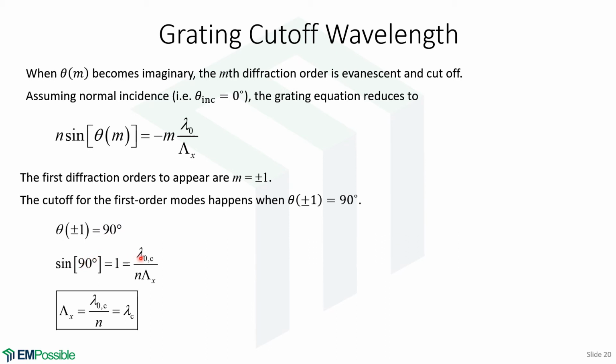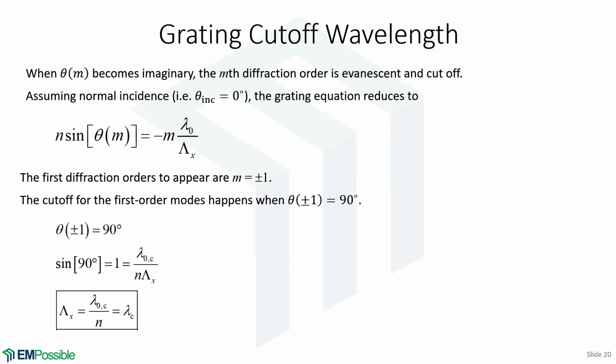We set m equal to 1 because those are the diffraction orders we're interested in. And our free space wavelength is now the cutoff free space wavelength. But we have simplified our grating equation. Of course, sine of 90 is 1, so that's 1 equals our cutoff wavelength divided by refractive index and divided by the grating period. We can solve this for grating period, and we see that the grating period is the cutoff free space wavelength divided by refractive index. And anytime we divide a free space wavelength by a refractive index, we actually get the true wavelength inside the medium. So that is our cutoff wavelength.